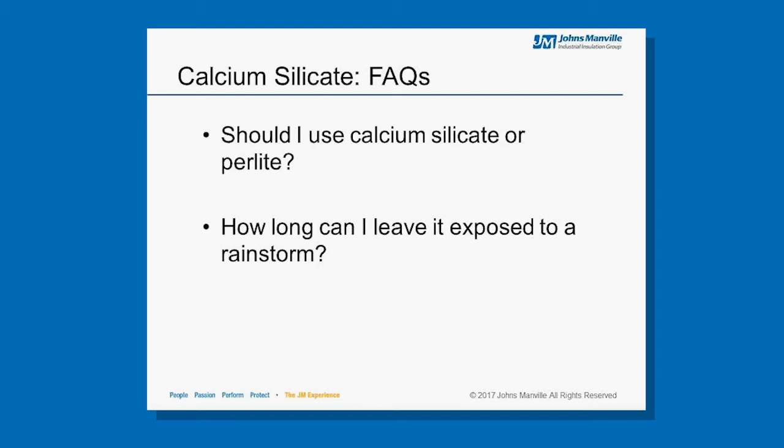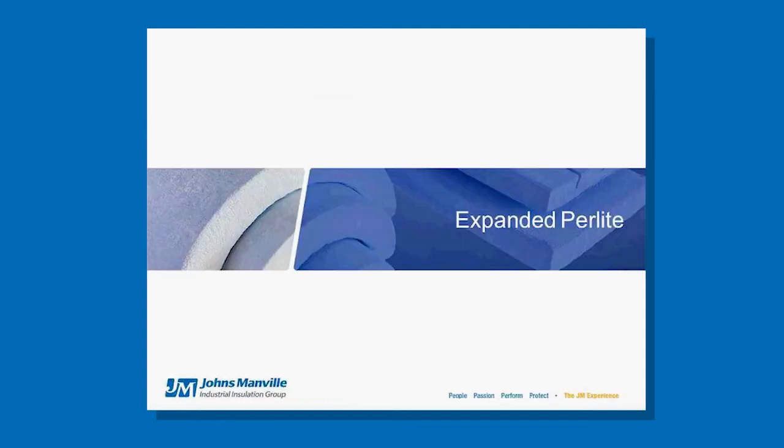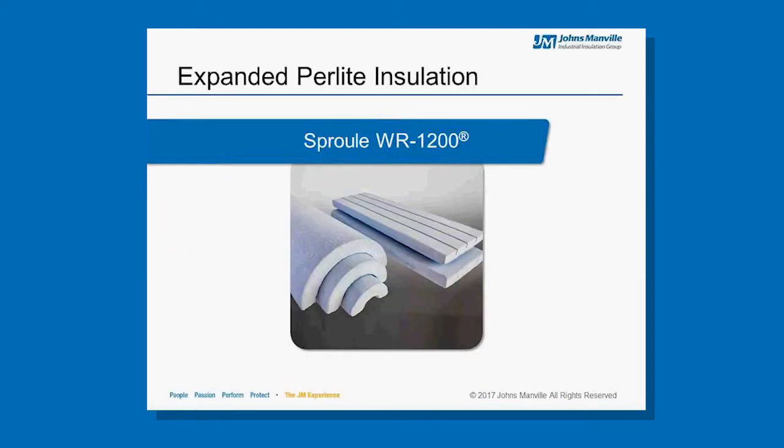Now that we've answered most of the questions about calcium silicate, we'll take more questions on calcium silicate at the end of the presentation. Moving on to expanded perlite. Expanded perlite has a number of benefits. Our product is Sproule WR1200. This has been a historic name for this product. It is blue in color.